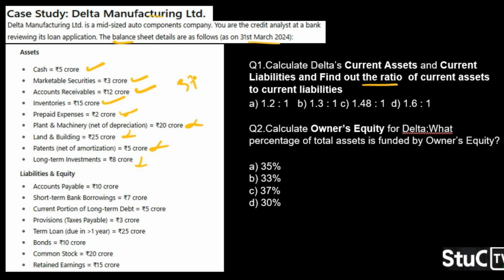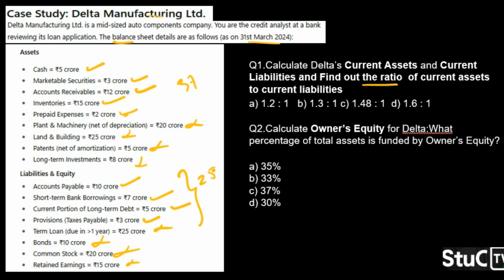Now current liabilities. Accounts payable, yes. Current liability. Short-term borrowings, yes. Current portion of long-term debt, absolutely. Provisions, always part of current liabilities. Term loan due in greater than 1 year, no. Bonds, no. These are long-term borrowings. Common stock is part of owner's equity. Retained earning, owner's equity. So the top four portion, this is current liability. You will get 20 to 25.